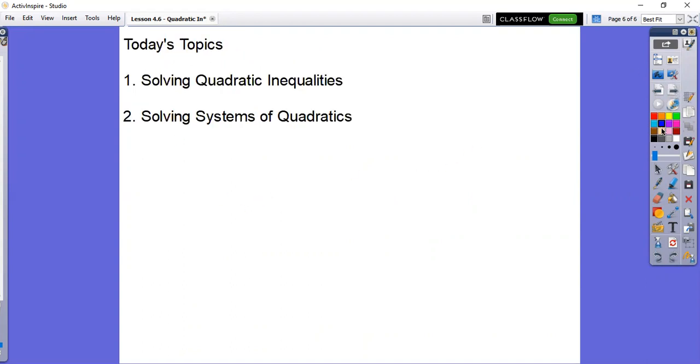And that is it for today. Today we talked about quadratic inequalities and systems of quadratics. There are a couple of examples that we'll do in class, and we'll do some more examples on top of that in class. I just wanted to go ahead and give you those two if you want to try and do a couple on your own.